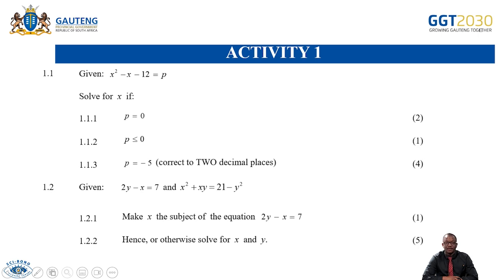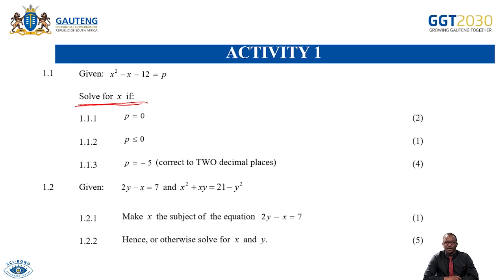Looking at activity number 1, we have 1.1. We are given the equation there, but our equation is equated to p. We have x squared minus x minus 12 is equal to p. Then the question says we must solve for x. Correct, that is an instruction. We must solve for x.